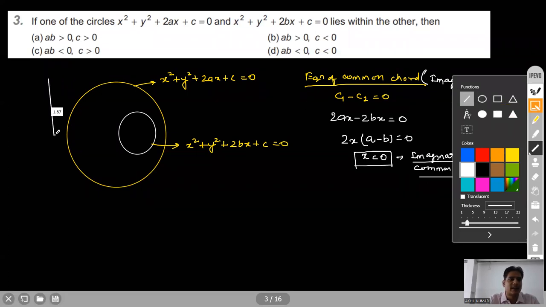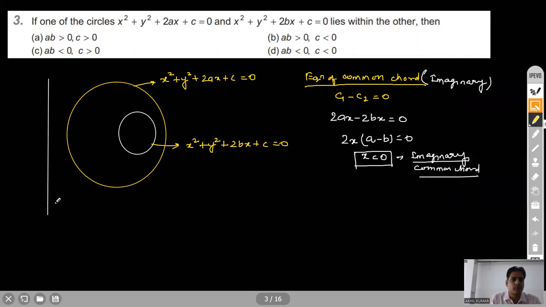Suppose I am taking this line, okay, this is x equal to 0. So this is the equation of our radical axis, imaginary radical axis or imaginary common chord. Now, if you observe, what is the center of this circle? The coordinates of the center for this circle will be minus a comma 0, right?